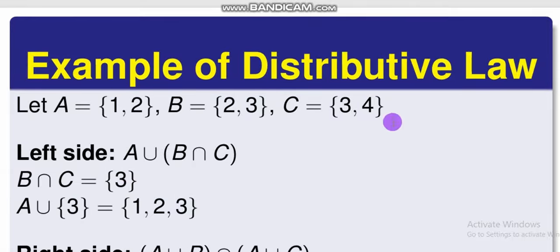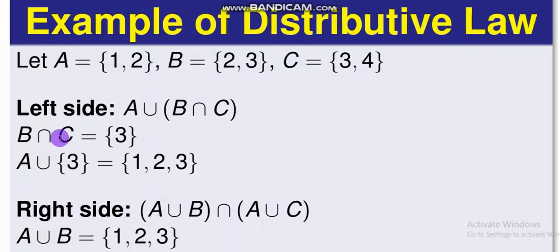We are going to see some examples here for the distributive law. Let set A be a set of only two elements, 1 and 2, and set B a set of two elements again, 2 and 3. Set C has 3 and 4. Now the left hand side for union over intersection, as we said, here we will find B intersection C and unite the result with set A. So we are trying the left hand side.